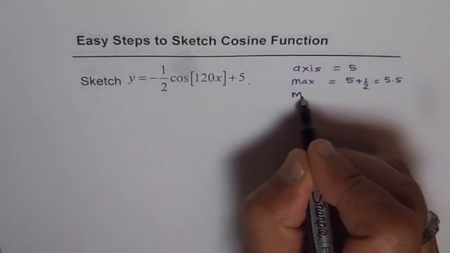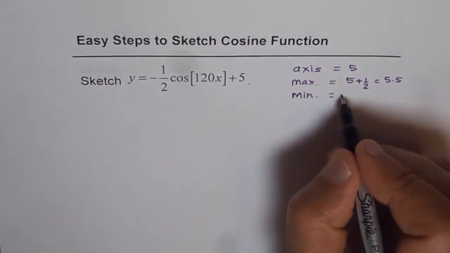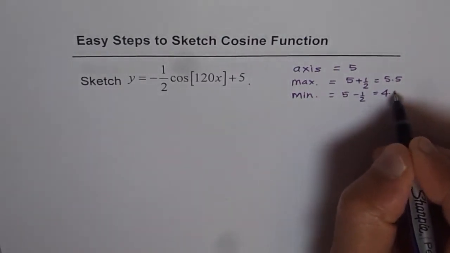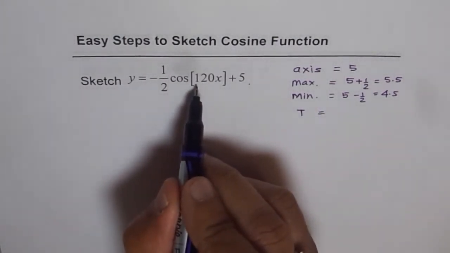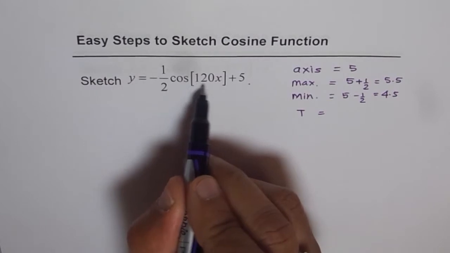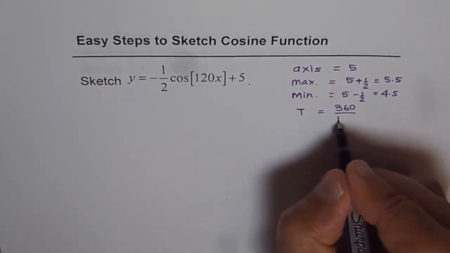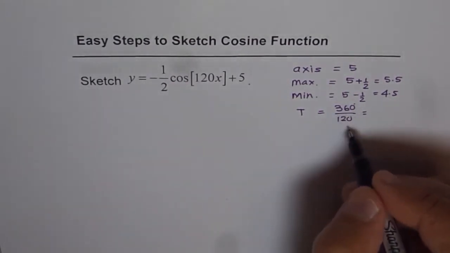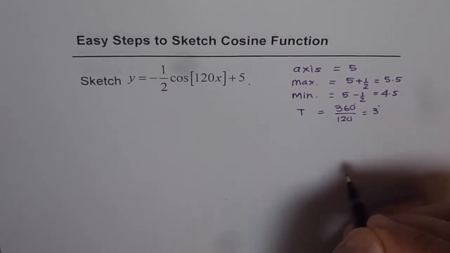What is the minimum value? Minimum value will be 5 minus half, right? So 5 minus half, or 4.5. Now what is the time period? Time period is given here. 360 divided by that number, 120, right? So it is 360 divided by 120 in degrees, and that gives us 3. So that is the time period for us.